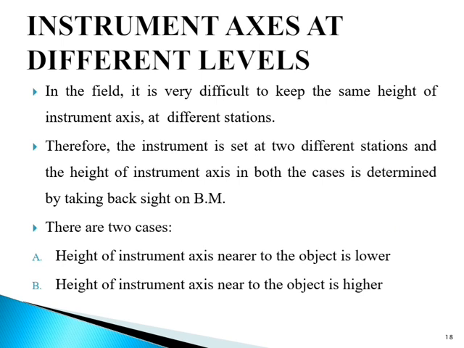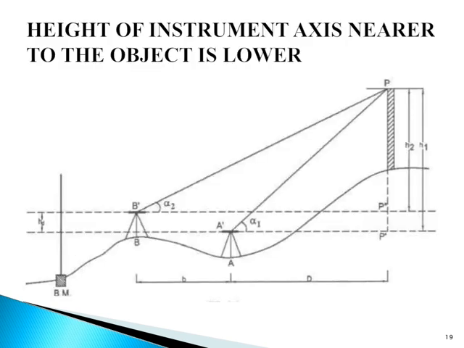Height of the instrument axis nearer to the object is lower, and height of the instrument axis nearer to the object is higher. Lower and higher, two cases. Okay, so let us see the case where the height of the instrument axis nearer to the object is lower. This is all the procedure, all the arrangement. Let us understand it.